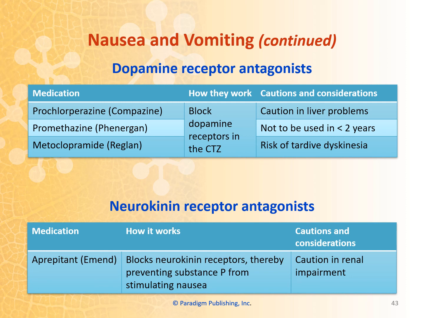So the NK1 receptor antagonist is called aprepitant. It blocks the NK1 receptor, thereby preventing substance P from stimulating nausea. Can cause renal impairment.